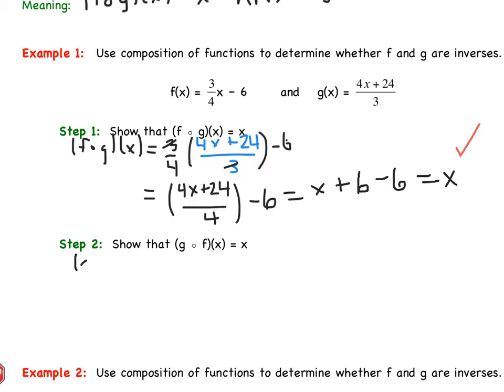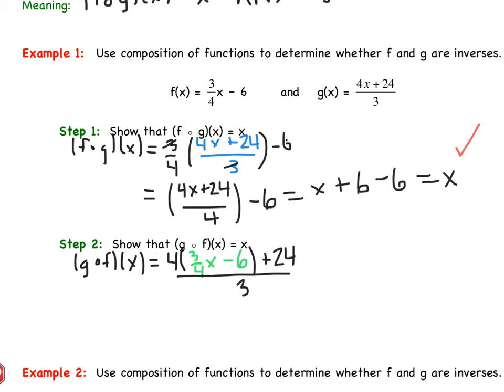g of f of x equals, so here what I'm going to be doing is plugging f of x into x in our g of x equation. What that's going to look like is I have 4, starting with my g of x equation. Now I'm inserting f of x, so 3/4 x minus 6. And then looking back at that g of x function, I add 24, and this is all being divided by 3.